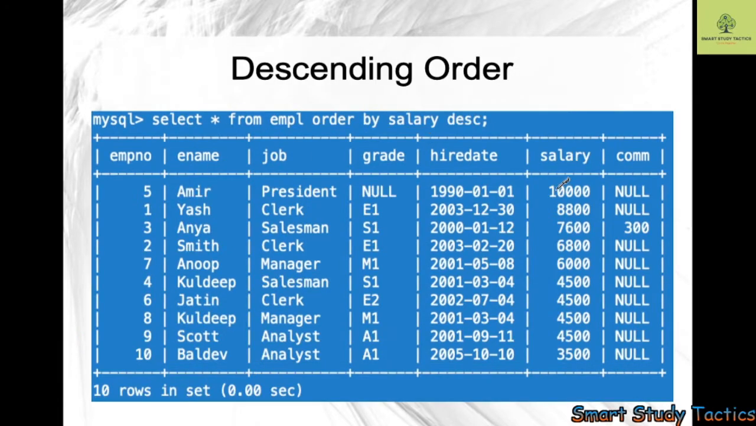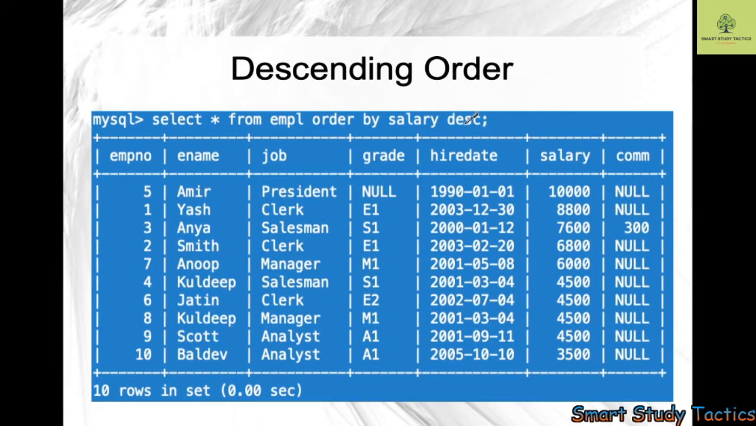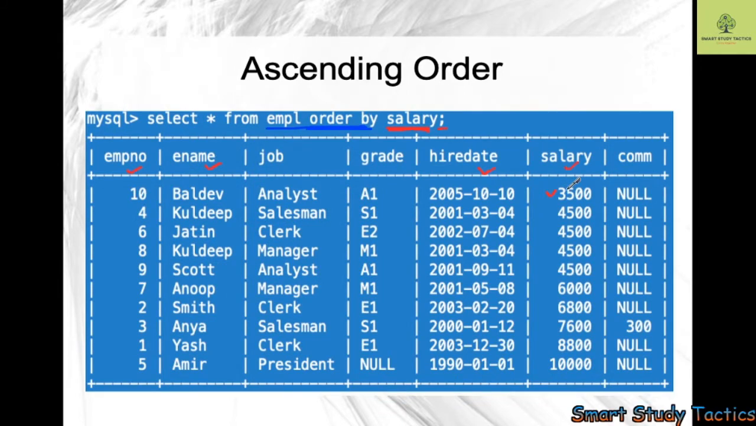Now second, we have the descending order. After this, you have to put DESC, descending. Make sure, my dear students, many of you get confused here, because some of you write the spelling of descending as DECS. So make sure it is DESC. Don't be confused in that. This is the descending order. You can see the salary in the descending order. Previously you can see 3500.